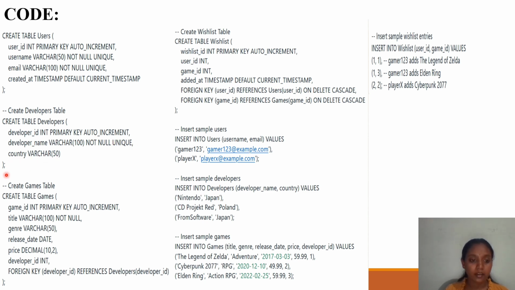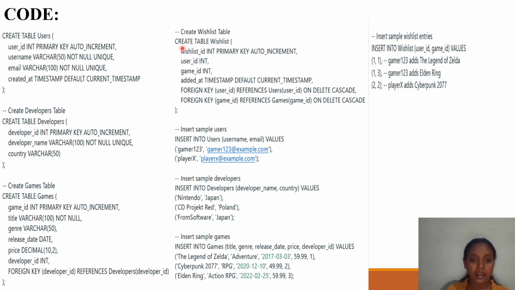Country varchar. And next I have created a games table with game ID as primary key auto increment, and title varchar not null, genre varchar, release date, price decimal 10,2, developer ID int. The foreign key is developer ID referencing the developer ID.